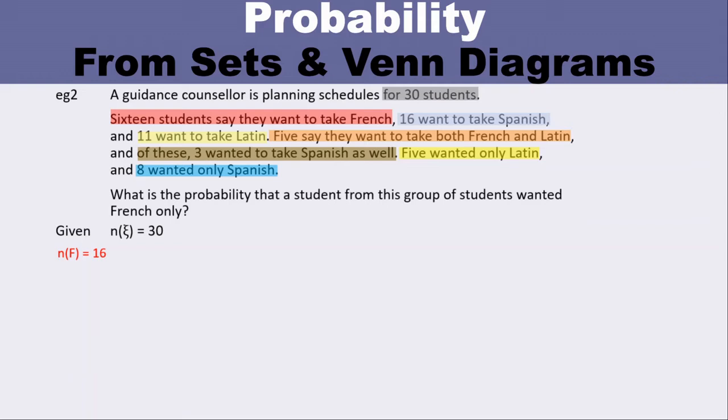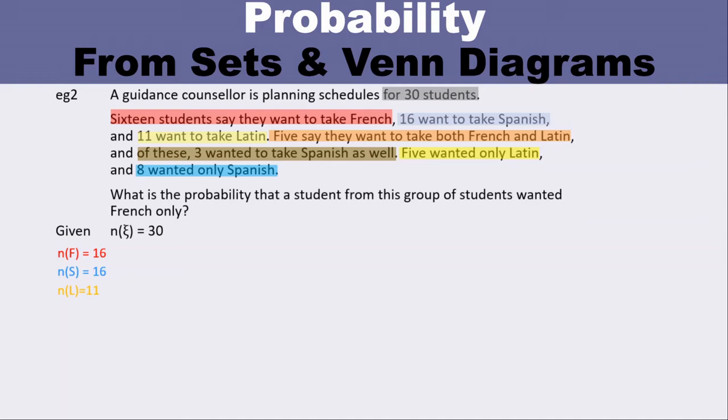Next, we know that 16 want to take Spanish, so I'm going to call that next set S. The number of students in set S are 16. And there are 11 who want to take Latin, so I'll call another set capital L. The number of students who want to take Latin are 11.